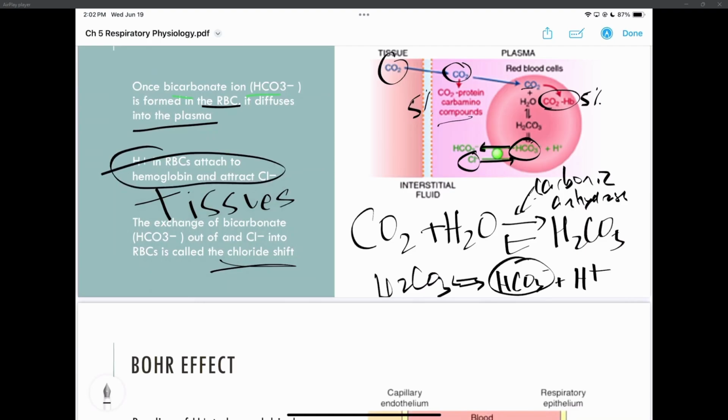That hydrogen ion in the red blood cells attracts the chloride to want to come into the cell. H is positive, chloride is negative, they're going to attract. So it helps bring that chloride into the cell. So this is at the tissues.